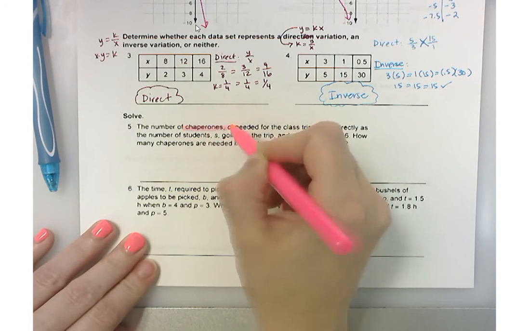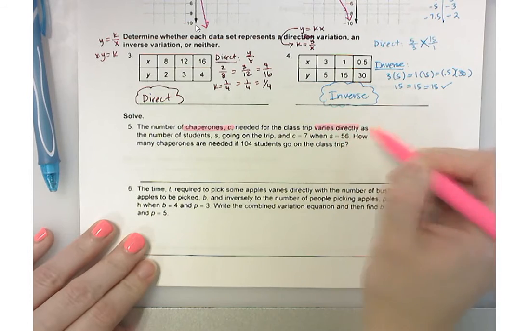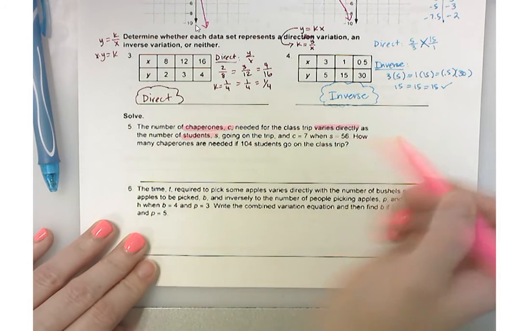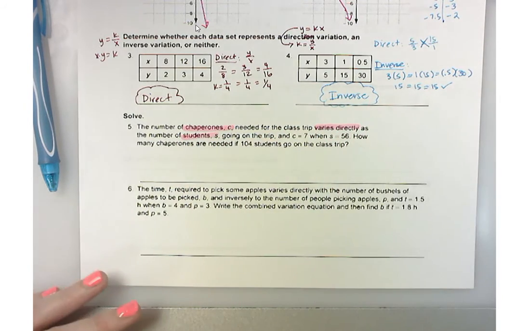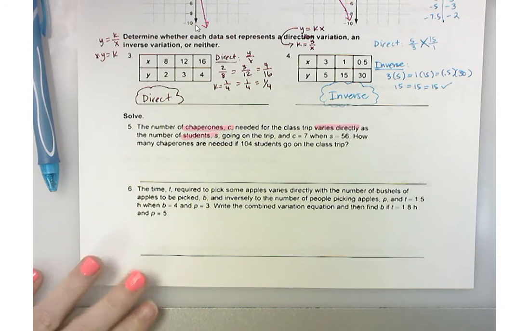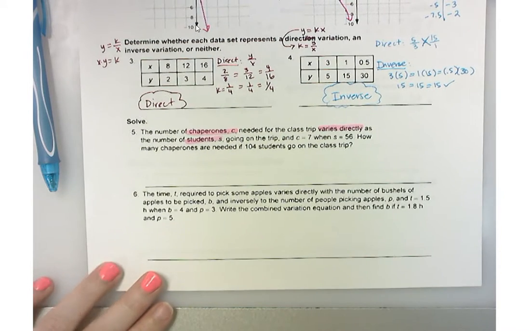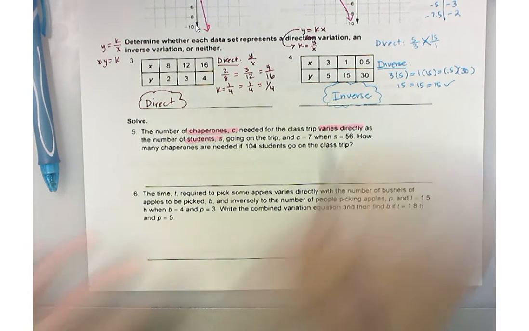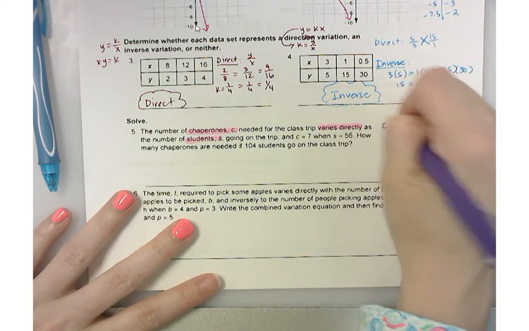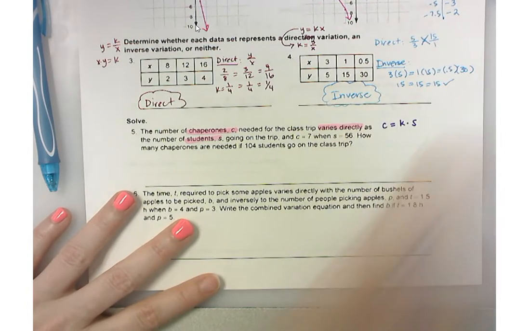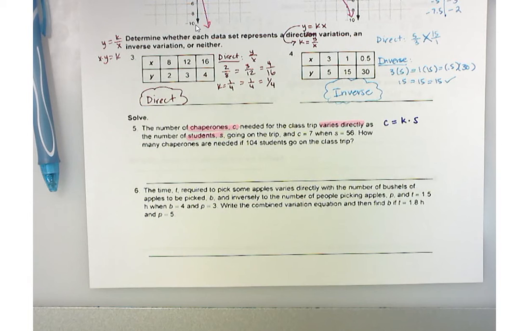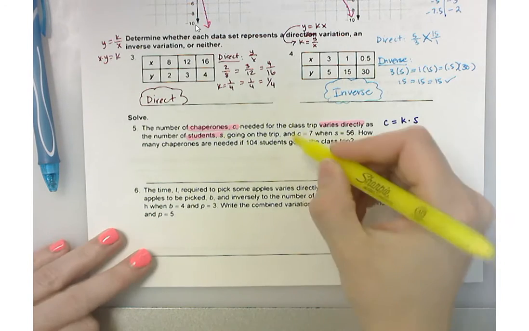So right away I can set up my equation that C is going to equal K times S. Okay, so those are the variables that you're going to be using. Now, it says C equals 7 when S is 56. So I'm going to plug those in. Divide each side by 56.